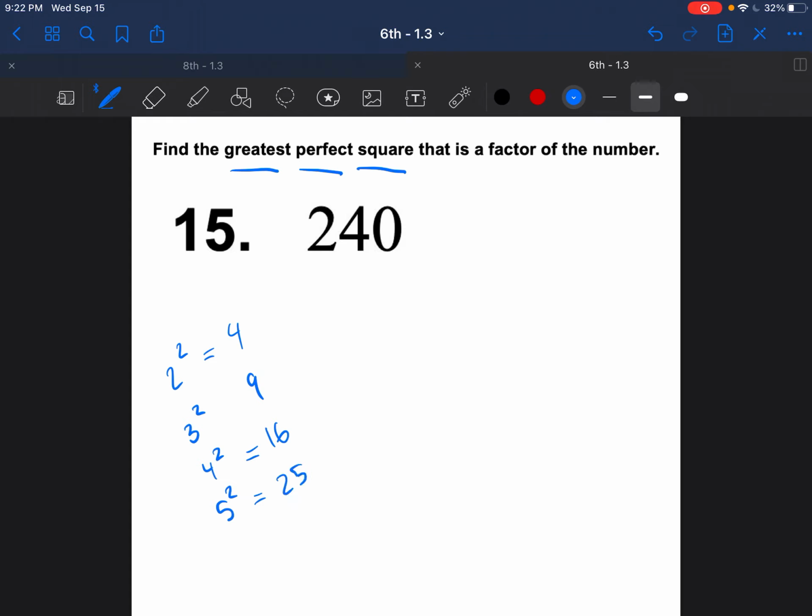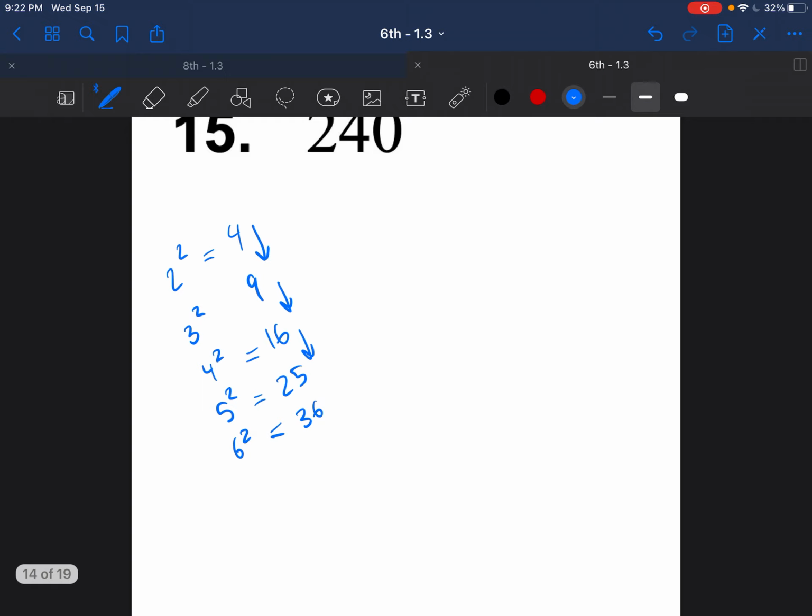25 is a perfect square. So as you see, the numbers are getting bigger, let's keep on going. 6 squared, 36 is a perfect square. Let's jump a few. 10 squared, 100 is a perfect square, and we got to get up to 240, so we got to keep on going.